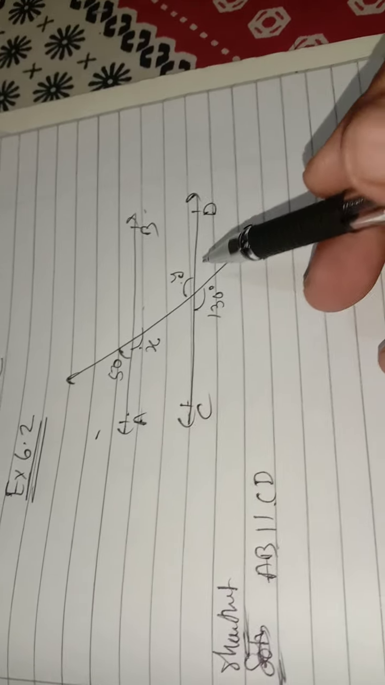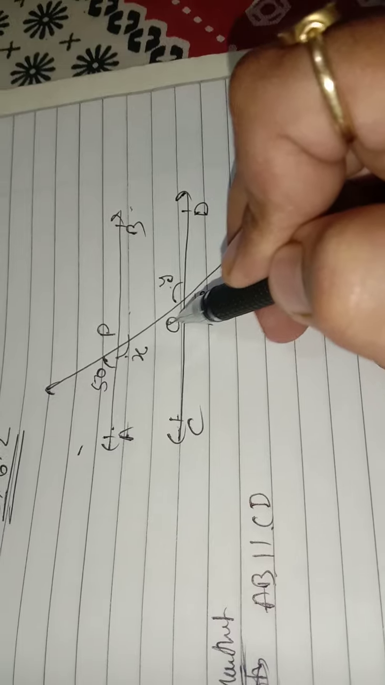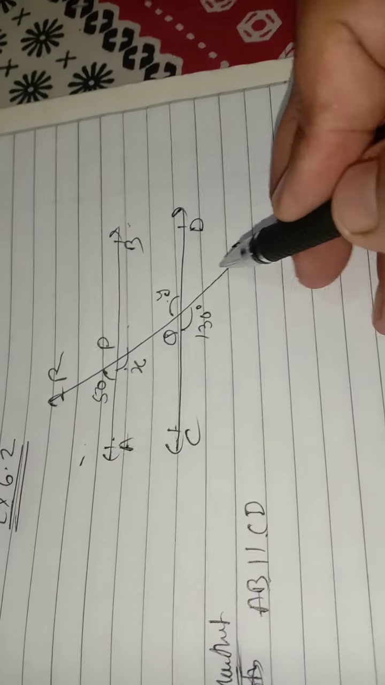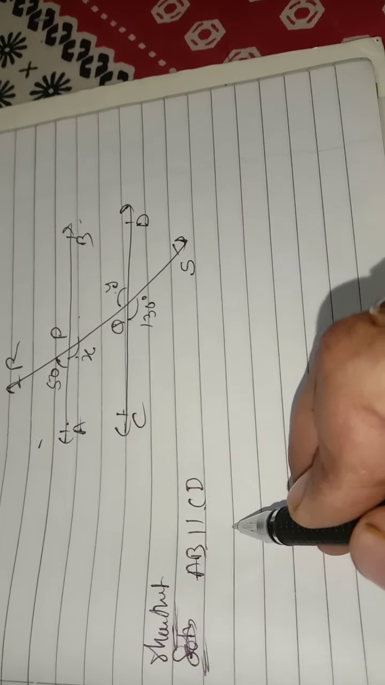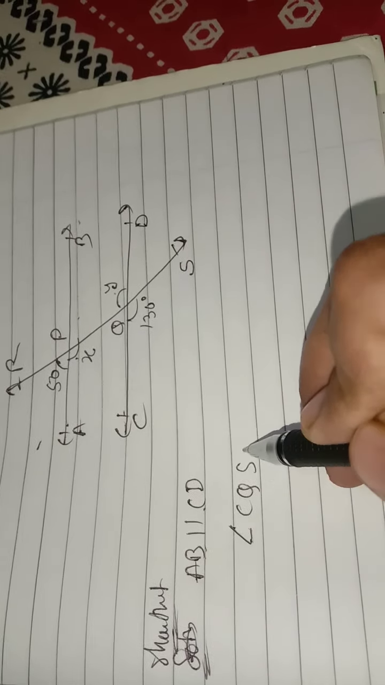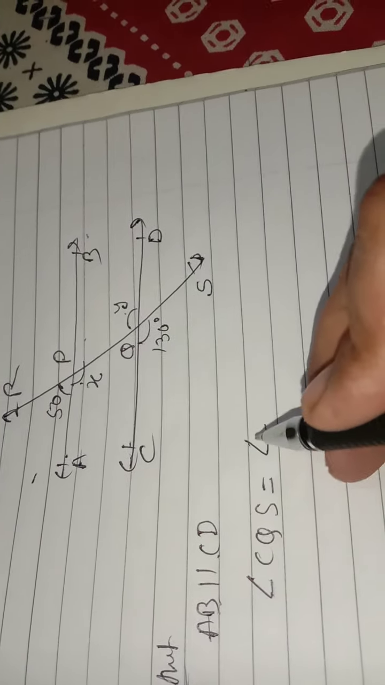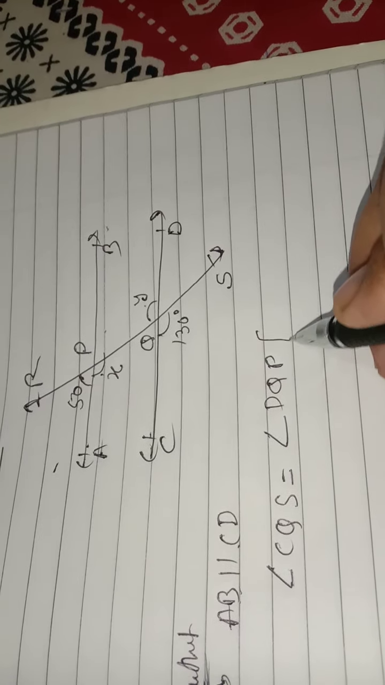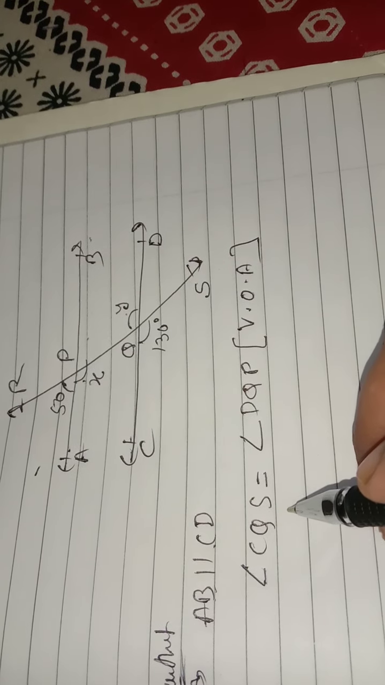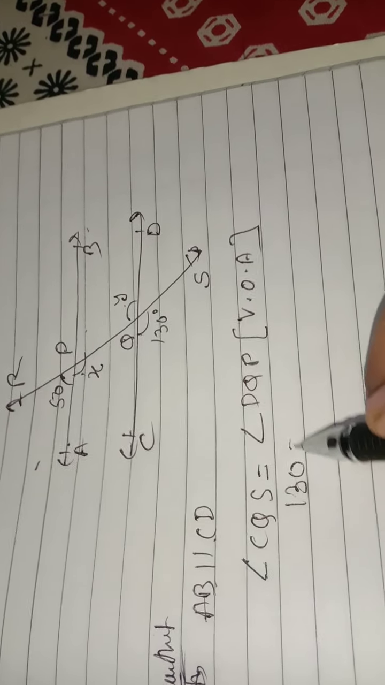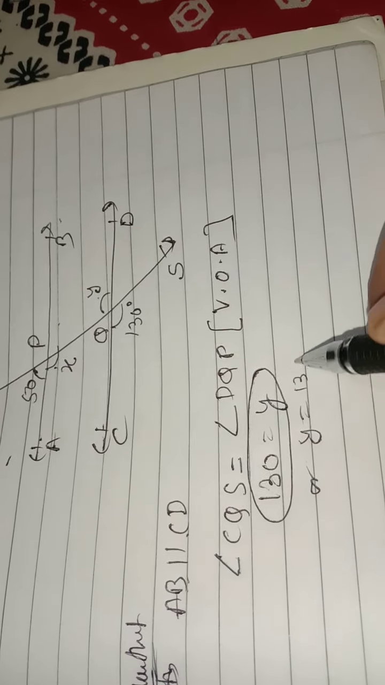So can we write like this? Give the names here, like write here P, Q, R and S. So can we say that angle CQS is equal to angle DQP? You know why? It is vertically opposite angle. So 130 is equal to Y. So we got the value of Y, 130, or Y is equal to 130.